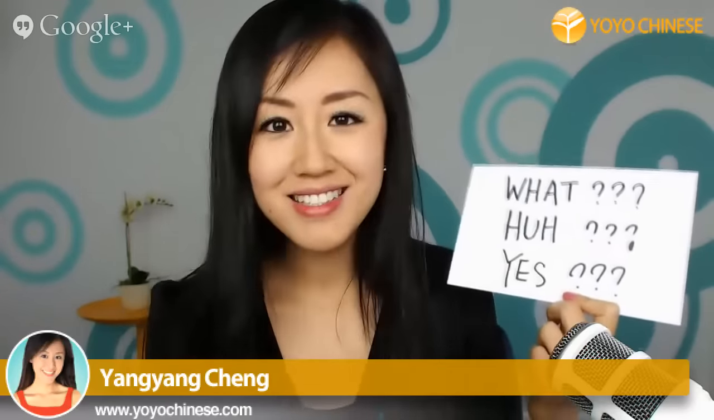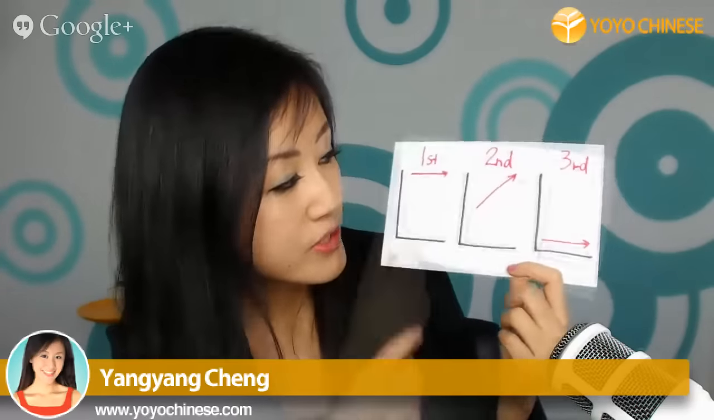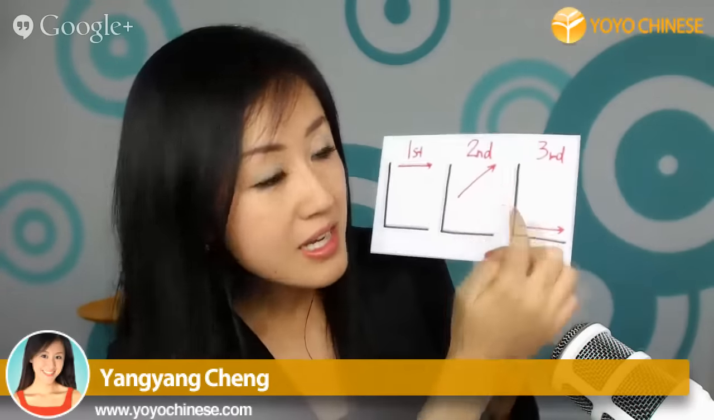First, repeat after me these English words. "What? Huh? Yes?" All right, you do it. "What? Huh? Yes?" There you go, you're speaking the second tone. The Chinese second tone is just when you say "what?" It's a rising tone, okay? "What?" Second tone, all right? So now you already know three tones. "Maybe." "What?" Okay, repeat after me.